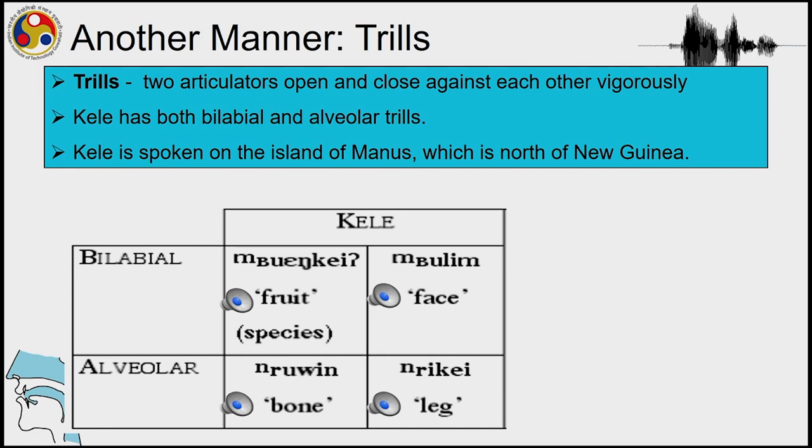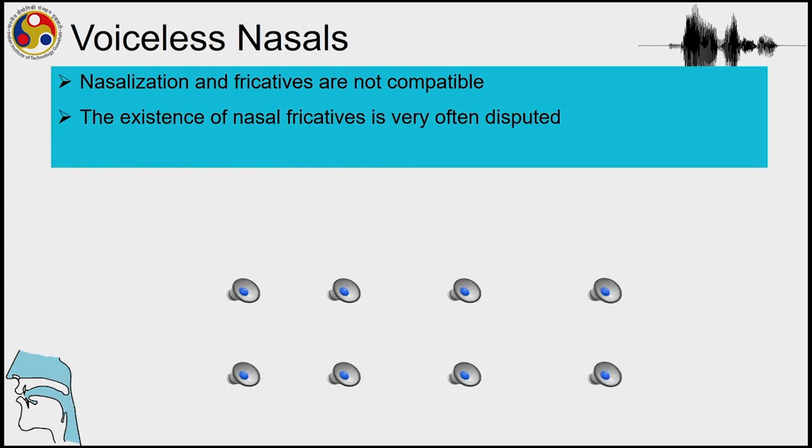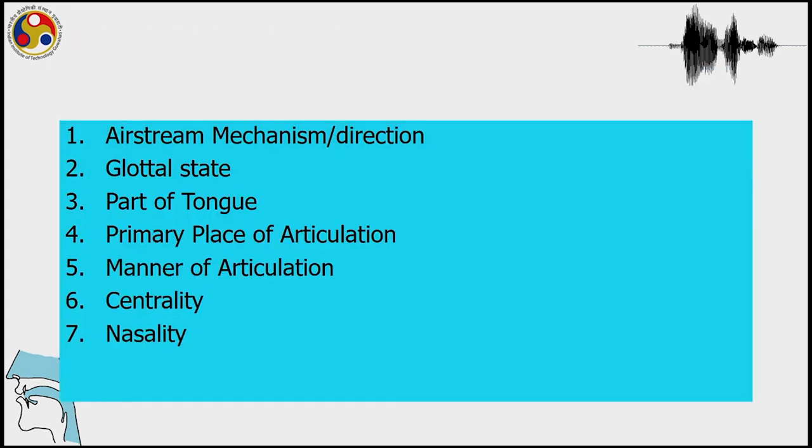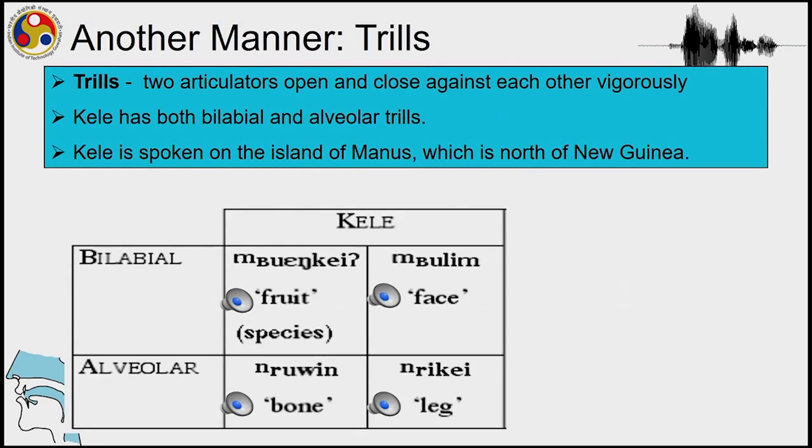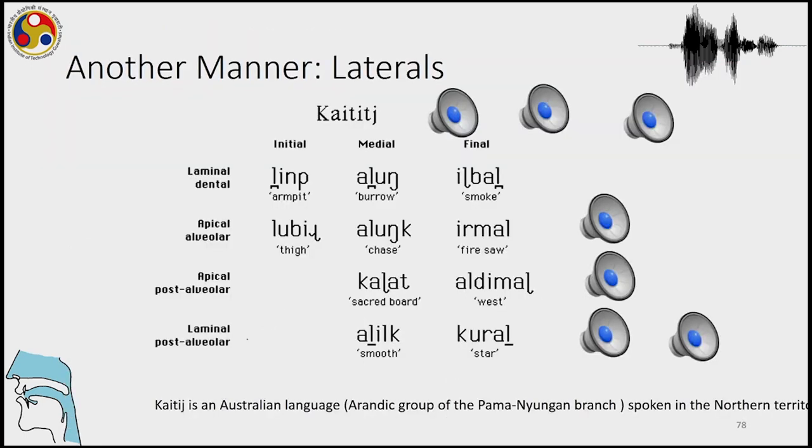So, another aspect is that of central versus lateral, which we talked about when we were talking about the properties of consonants, centrality. So, there can be another property, not exactly a manner, but the property of laterals. So, this is Kaitij, an Australian language. It's of the Arandic group of the Pama-Nyungan branch, spoken in Northern Territory. So, here these examples on top are the laminal dental.